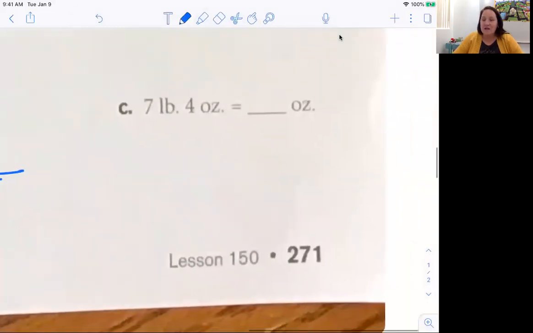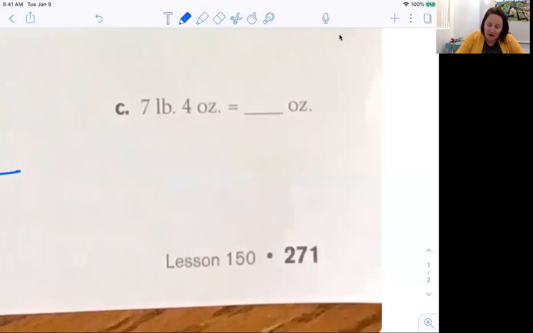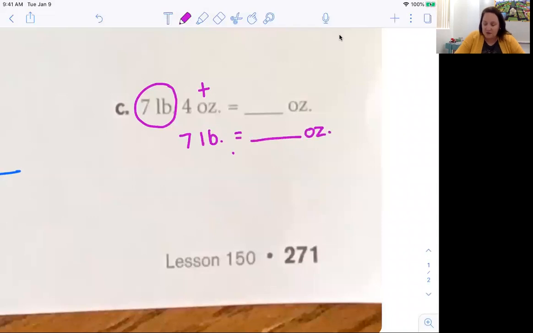Okay, how about letter C? 7 pounds, 4 ounces, and we want to convert to ounces. So this is what we're converting. That's going to be our magic number. That's what we're going to add, okay? So really our problem that we're trying to figure out is 7 pounds equals how many ounces? Let's do our magic number.